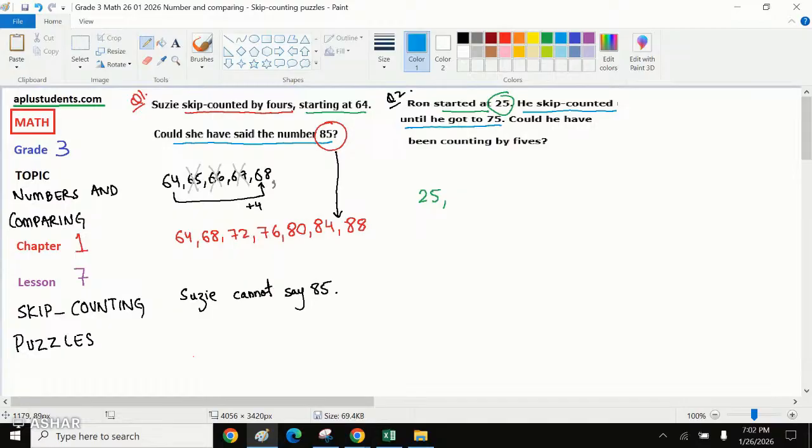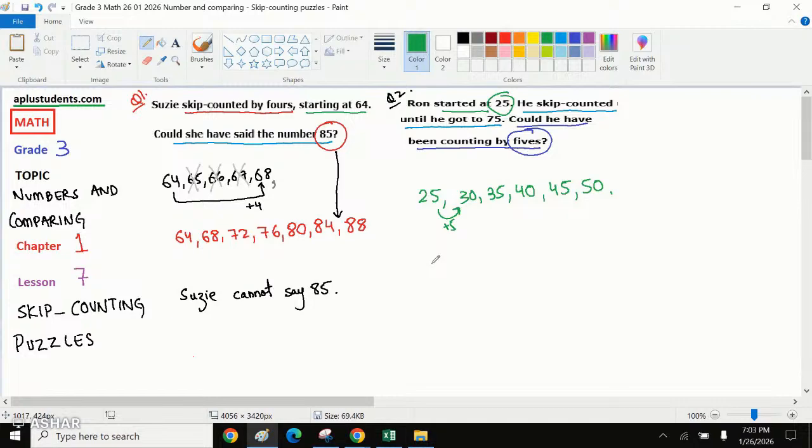Yusuf, what about this? If Ron is starting at 25, can you give me the answer to this? If Ron begins at 25 and he goes till 75, could he have been counting by fives? So let's skip by 5, right? 25 plus 5 would be 30. 30 plus 5 is 35. 35 plus 5 is 40, right? 40 plus 5 is 45. 45 plus 5 is 50, right?